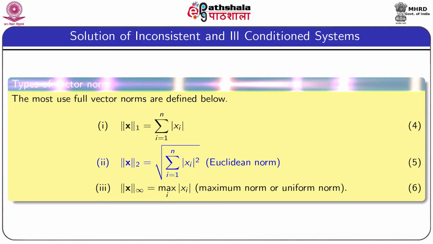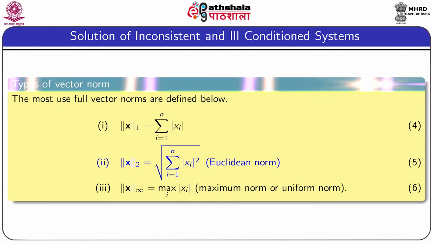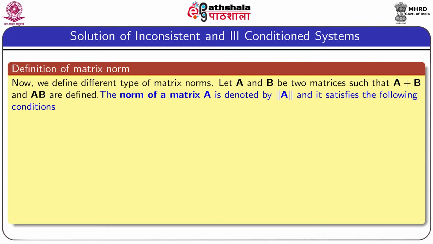The first one is called the column norm, denoted by norm 1. The second one is called the Euclidean norm, which is very useful and widely applied, denoted by norm 2. And norm 3 is the maximum norm, or called the uniform norm. These are the vector norms. Similarly, we can define the matrix norm.